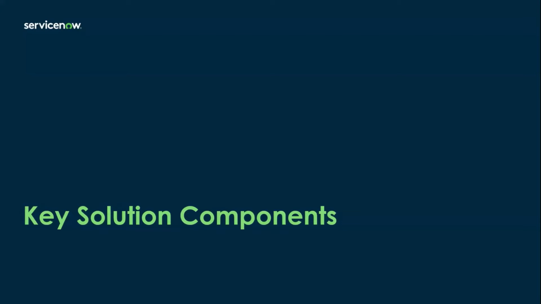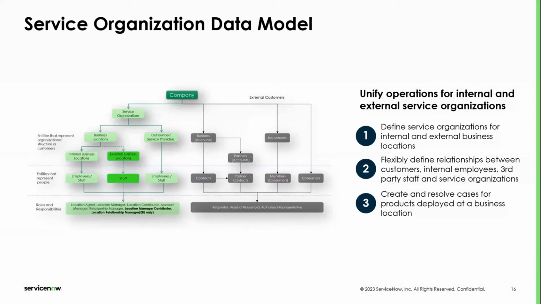So how do we do it? Let's talk about the key solution components that make up the service organizations in CSM. The first one is the data model. On this right side, you see the customer data model, which we use for modeling your B2B customers, your B2C customers, households, and your customers, implementation partners, etc.